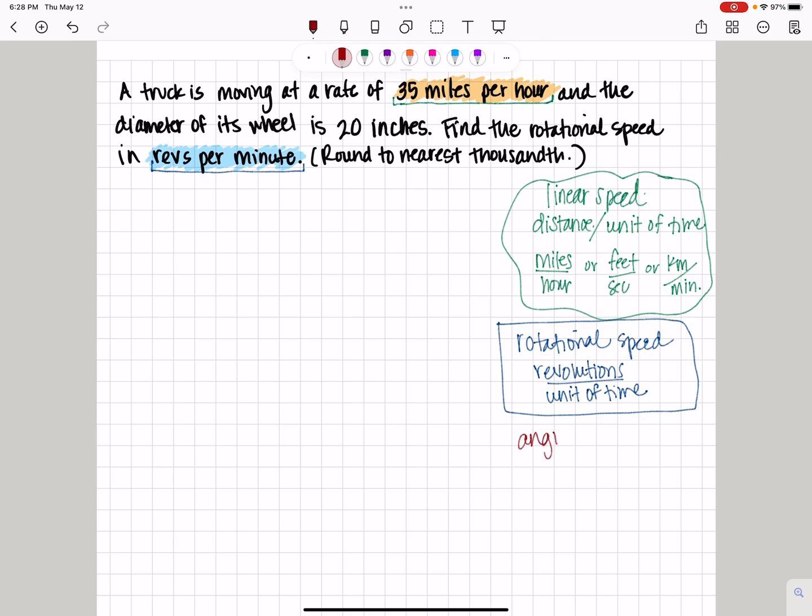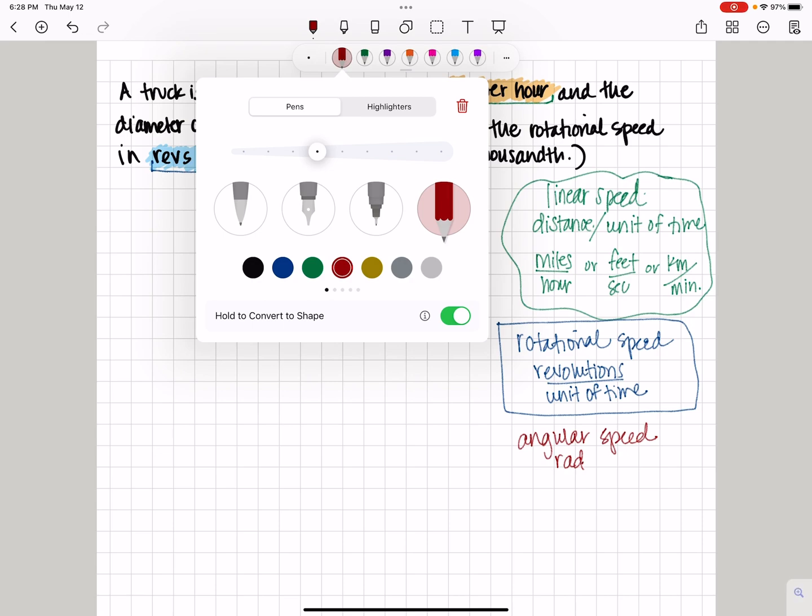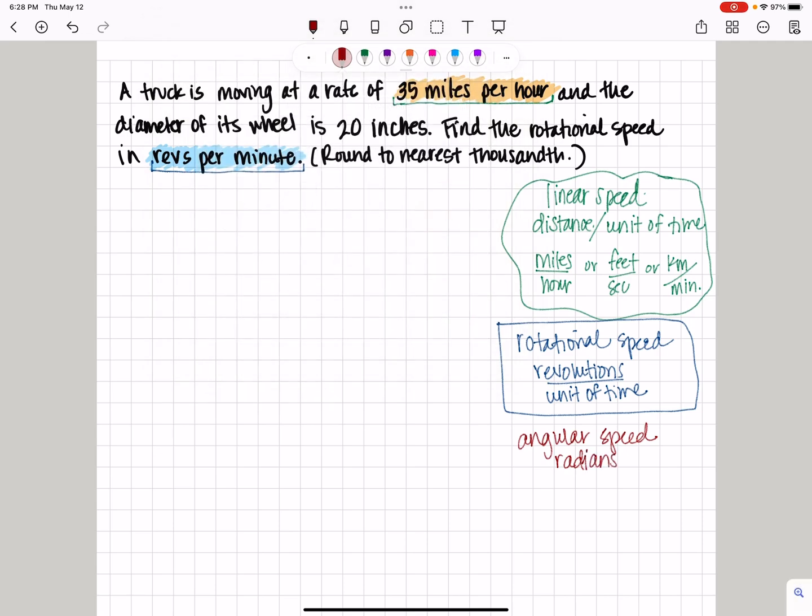And then you've got angular speed. Angular speed is probably the new one, the one that you've never heard of before. Revolutions per minute, RPMs, you've heard that before, maybe in a movie or somewhere. But angular speed is radians per unit of time. That's your angular speed. Okay? So we've got three different types of speed.